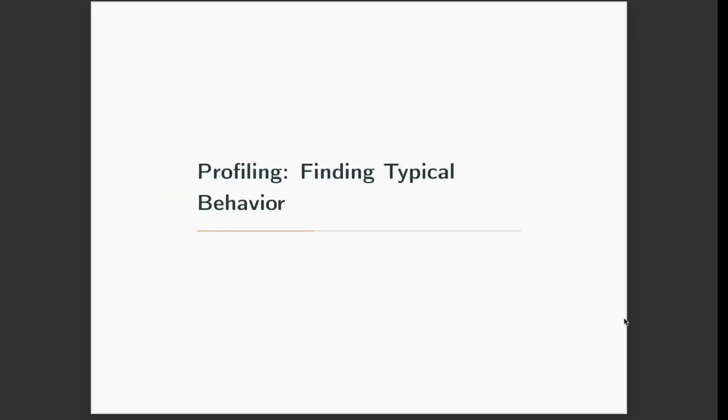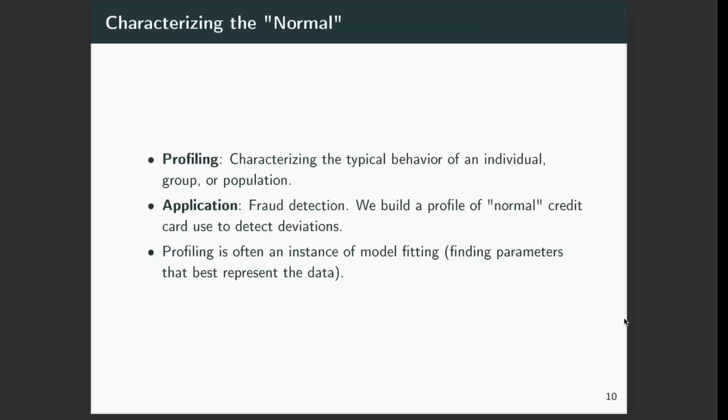Section 3, Profiling and Anomaly Detection. Our second major topic is profiling. Profiling means characterizing the typical behavior of an individual, a group, or a population. The goal is to build a model of what is normal. What does typical behavior look like? So that you can then detect deviations from that normal.